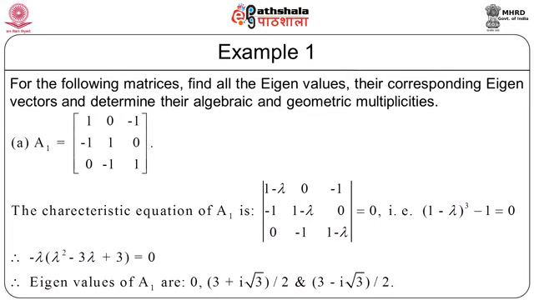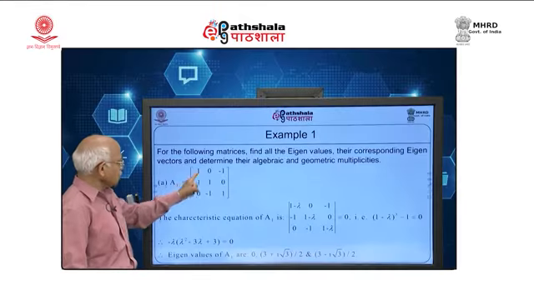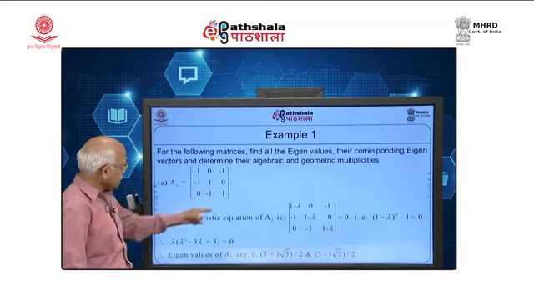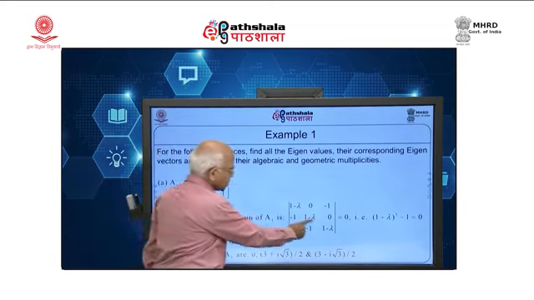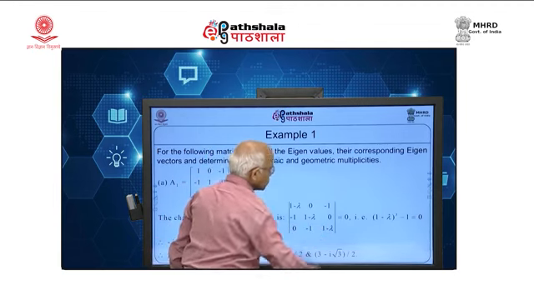In the following, we are considering three matrices for illustration. For the following matrices we are going to find all the eigenvalues and their corresponding eigenvectors, and determine the algebraic and geometric multiplicities. Suppose I take matrix A1 to be like this, then its characteristic equation is obtained by subtracting lambda from the diagonal elements, and this equals 0.